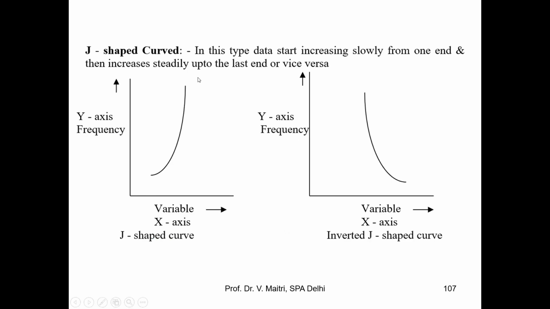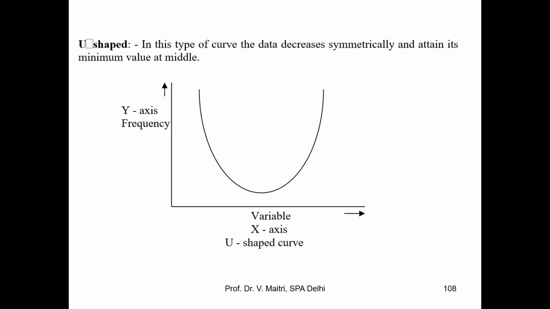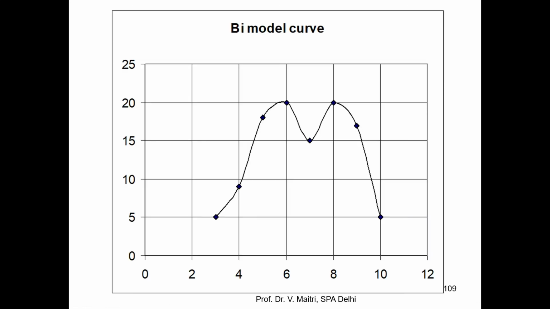This is a J-shaped curve, and an inverted J-shaped curve. You can draw it like this. Then the U-shaped curve. You can draw it symmetrical like this. So these are the types of curves we have seen today, and these are the different types of presentation of graphical values.